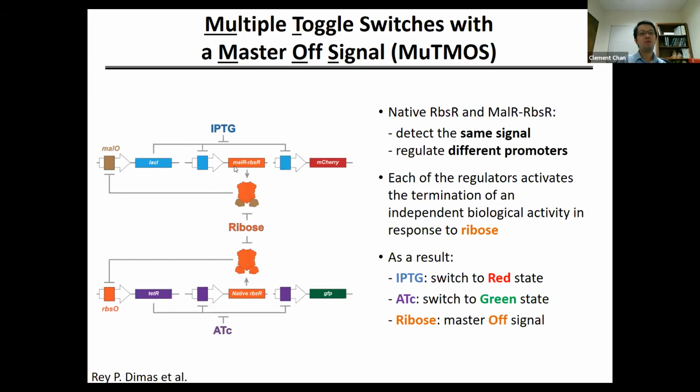For the toggle switch on the top, when it is exposed to IPTG, it will turn on the expression of an mTOR gene, which is the reporter. For the toggle switch at the bottom, when it is exposed to ATC, this will turn on the expression of GFP. And when these two toggle switches are exposed to ribose, both of them will switch back to the off state. With this system, we can achieve multiple toggle switch behavior, but with one master off signal. And this is what we have built.